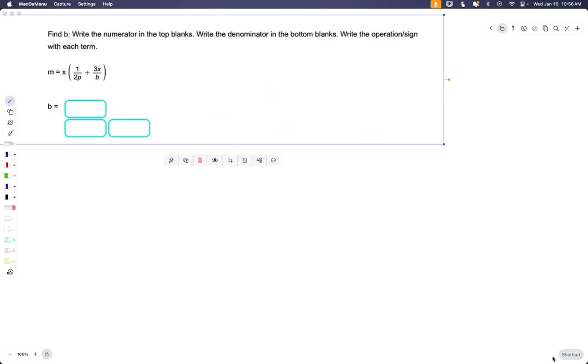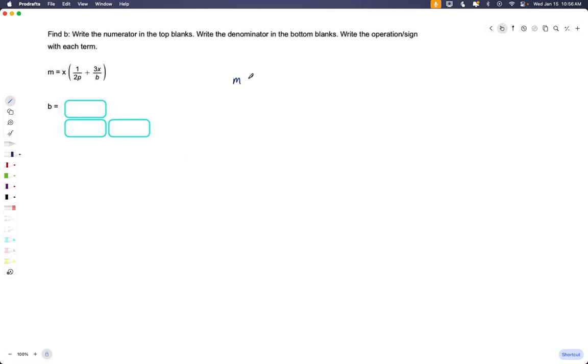Next problem. Alrighty. Again, m is equal to x over 2p plus 3x squared over b, because I just distributed the x over 1 to the numerators. And we're solving for b. So my common denominator is 2pb. So I need to multiply this times b over b, this times 2p over 2p, and this times 2pb over 1.